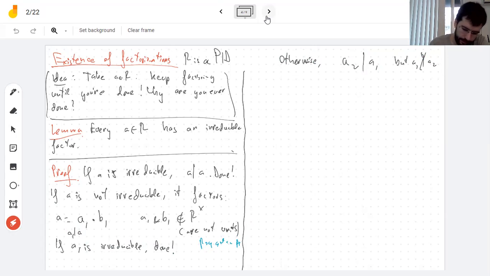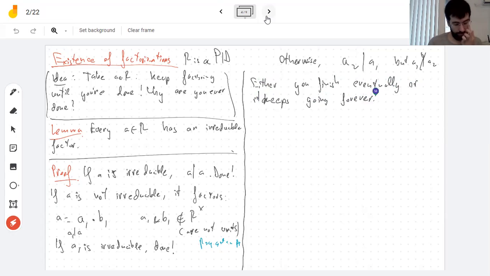And either you finish eventually and you reach an irreducible, or it keeps going forever. Those are the two options, right? Either it keeps going or it doesn't. Maybe it seems silly that it would keep going, but it just could.